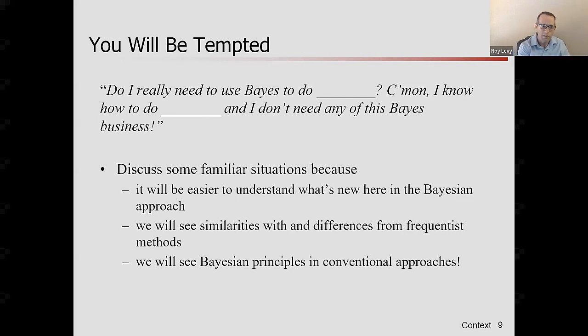We are going to discuss familiar situations like estimating a mean or running a regression analysis, because it'll be easier to understand what a Bayesian approach offers that's new. It'll allow us to see some similarities and differences between Bayesian and more conventional frequentist methods. And if you look closely, you can often see Bayesian principles show up in those conventional methods.